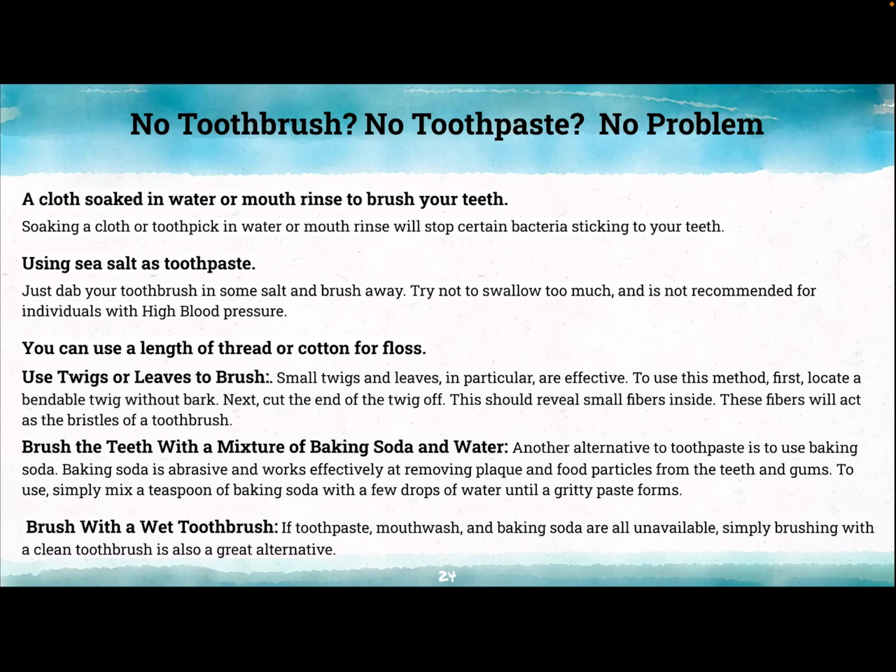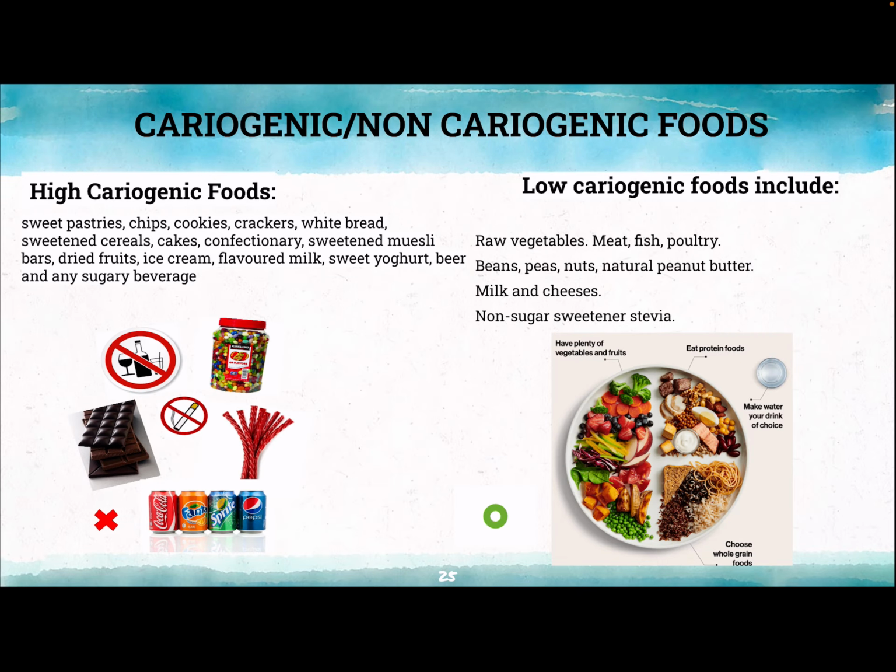Cariogenic and non-cariogenic foods. Cariogenic foods are high in sugar and carbohydrates. Sugars are fermented in the mouth by the effect of the saliva and plaque biofilm. Anti-cariogenic foods are foods low in sugars and carbohydrates, so that means that a healthy diet, avoiding this kind of food, will help us to keep preventing caries.